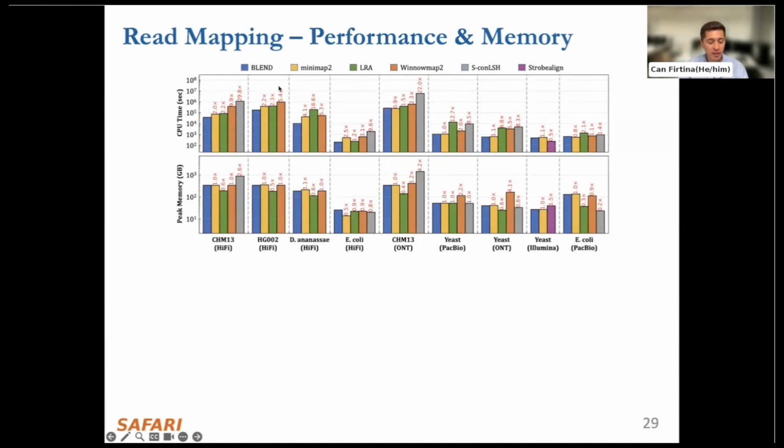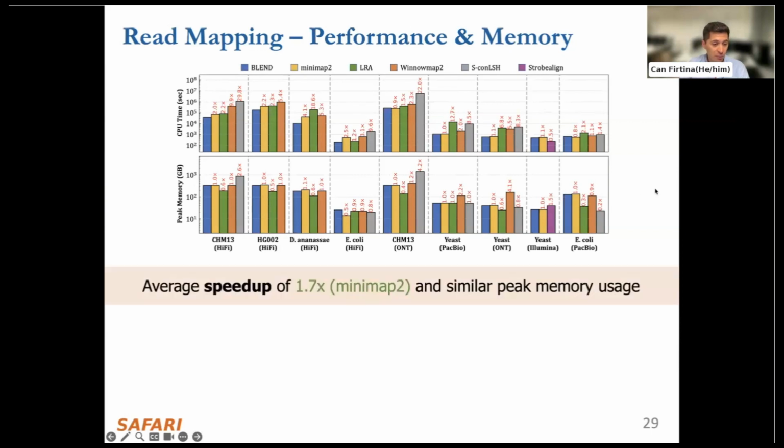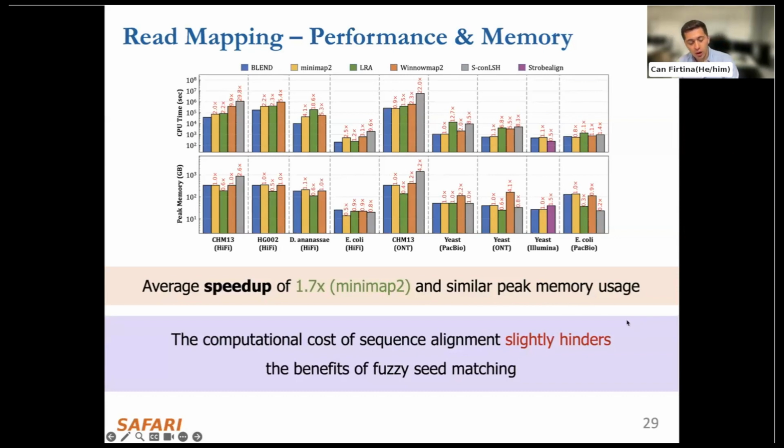So this is the read mapping performance and memory results. These figures are similar to the read overlapping performance and memory results, and we compare Blend to many read mapping tools. In general, what we observe is that Blend provides an average speedup of 1.7x compared to Minimap2, and it also provides similar peak memory usage. We don't have results as good as in the read overlapping, because we find that the computational cost of sequence alignment slightly hinders the benefits of fuzzy seed matching.